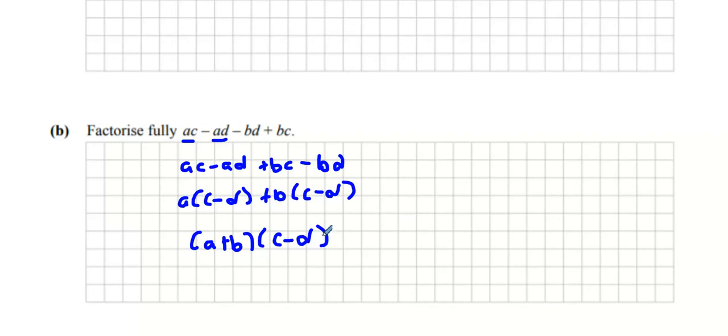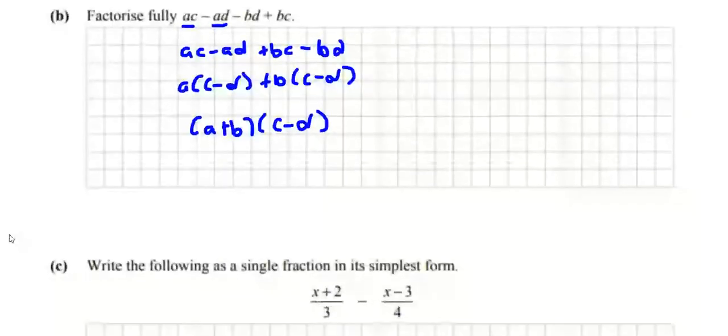No matter what answer you get, just multiply it back out and check it. A times C plus AC. A times D minus AD. B times C plus BC. B times minus D minus BD. So I know it's correct, right? So whatever answer you get, just multiply it back out and make sure it's correct, okay? Happy days. So that's question 7A and B done.